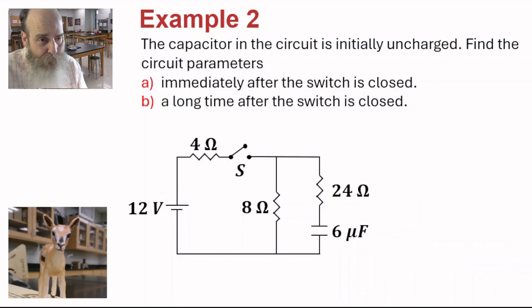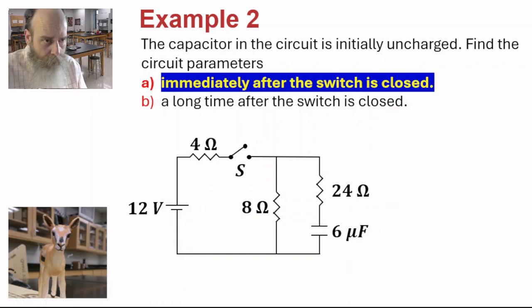Now let's look at example 2. This is the same as example 1, except now we have a 24 ohm resistor in series with the capacitor. And we want to find the circuit parameters immediately after the switch is closed and a long time after the switch is closed. Let's look at case A, immediately after the switch is closed.